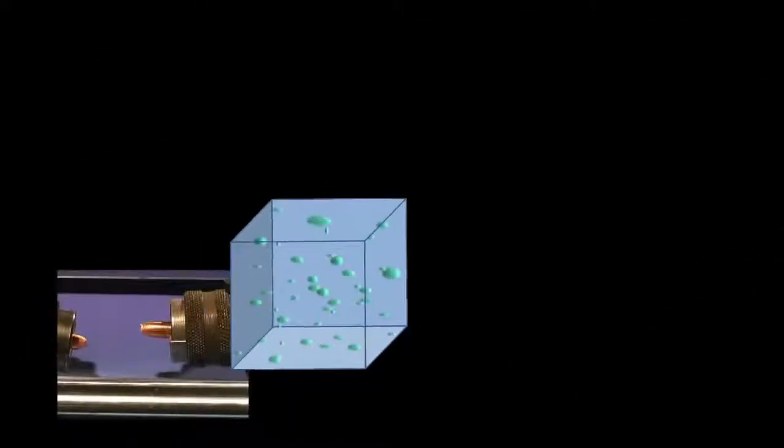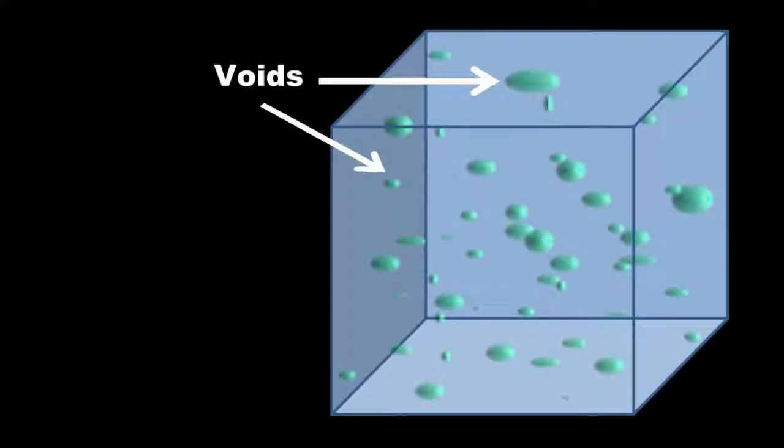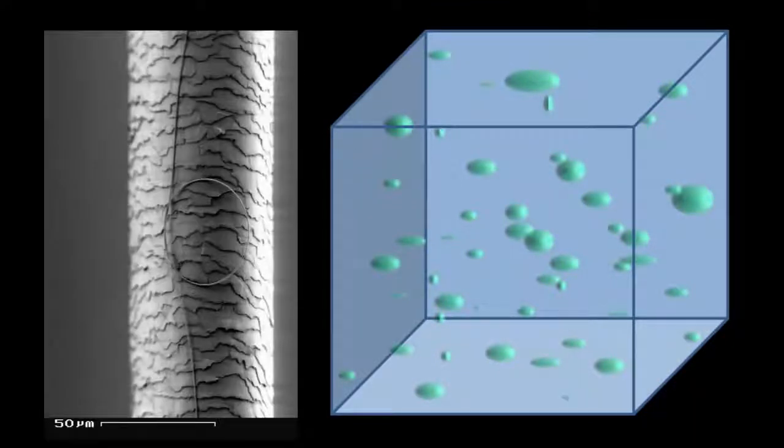Now if we zoomed in on a chunk of metal, it might look like this. If I zoomed in the same amount on a human hair, it would look like this. But if I wanted to analyze this chunk of metal, it would be quite difficult because there are many voids and they are all scattered randomly.